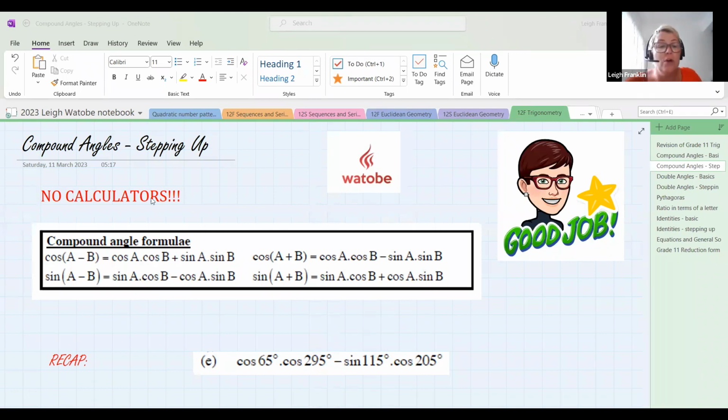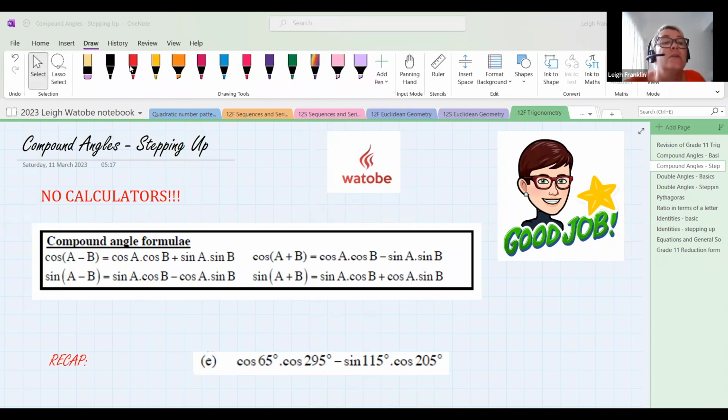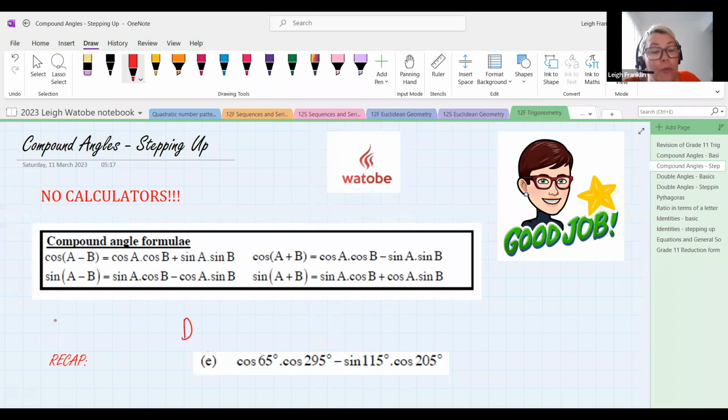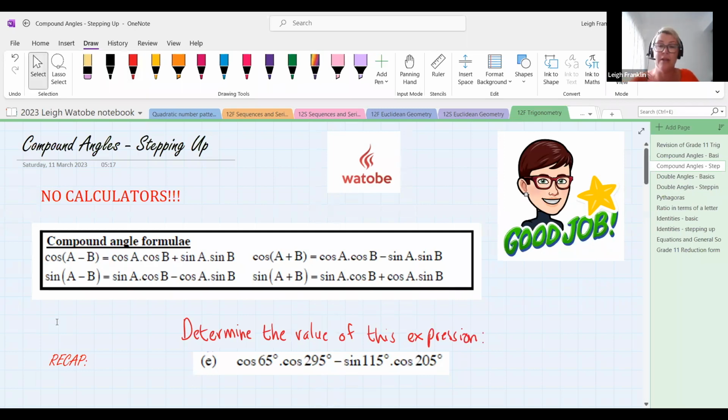If you recall last time, sorry, I didn't put a heading in here, which is a little bit silly of me. What we wanted to do was determine the value of this expression. Let's just get that down so that when you take screenshots, you've at least got an instruction.